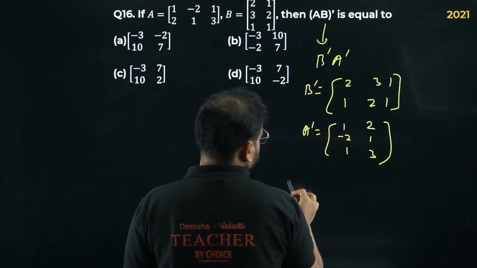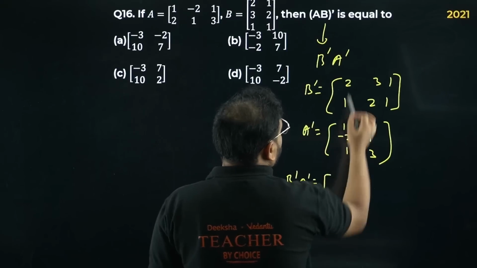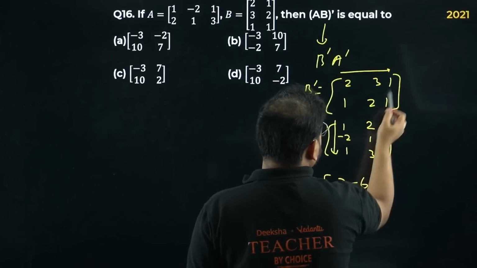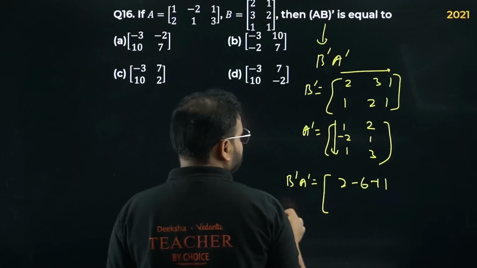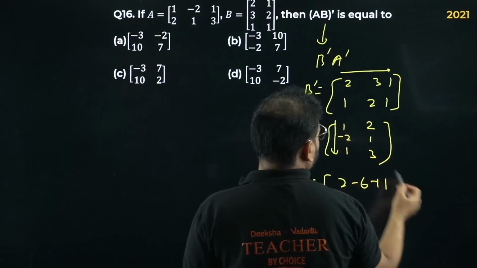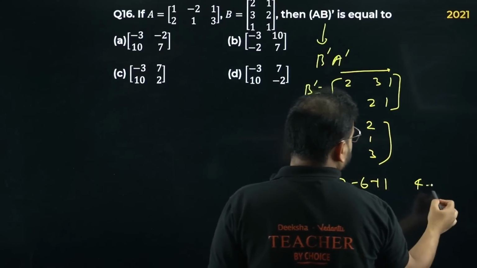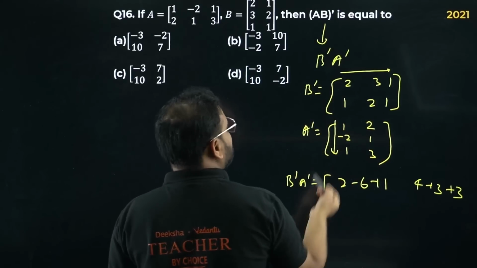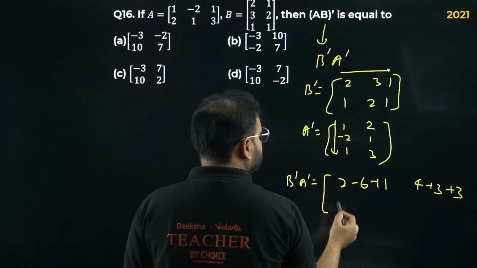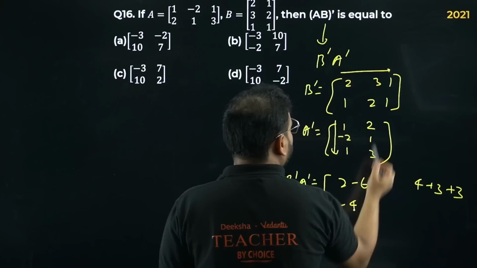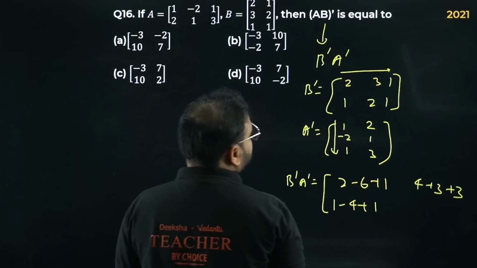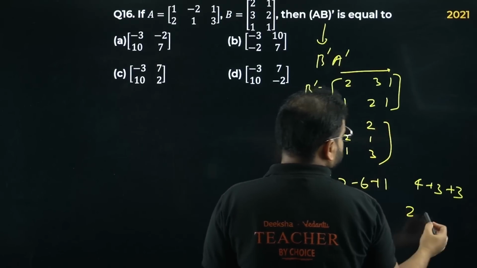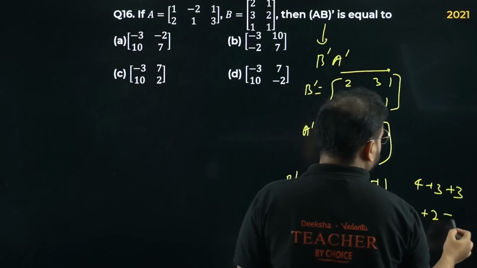Now multiply this. Row 2 column 2: 1 into 2 is 2, 3 into minus 2 is minus 6, and 1 into 1 is 1. This is the first element. Second element: 2 into 2 is 4, 3 into 1 is 3, and 1 into 3 is simply 3. Now same thing we'll do for the second row with both columns. 1 into 1 is 1, 2 into minus 2 is minus 4, and 1 into 1 is again 1. Second row, second column: 1 into 2 is 2, 2 into 1 is again 2, 1 into 3 is simply 3.